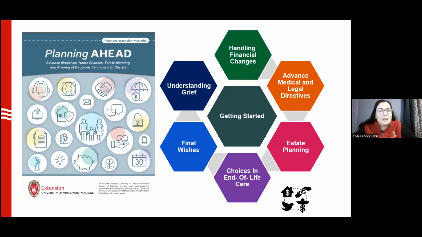As I said, the curriculum is called Planning Ahead, and this course was created to address most aspects relating to end-of-life topics. We have a total of 7 modules: handling financial changes, advanced directives, both medical and legal, estate planning, choices in end-of-life care, final wishes, and understanding grief. We also have an introductory module called Getting Started. Today we'll give you an overview of this whole process. Each module is 1 hour in length when you present it, and it has been presented both virtually and in person.